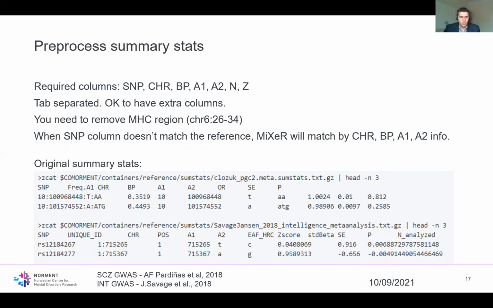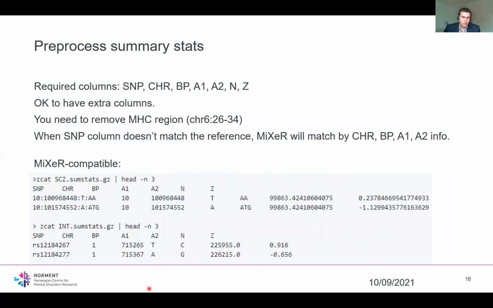Then you need to process your summary stats. MiXeR requires marker name, chromosome, base pair position, alleles, sample size, and z-score columns. This has to be tab separated, but it's okay to have extra columns. You also need to remove the MHC region. When the SNP column doesn't match the reference, MiXeR will automatically match your SNPs with the reference using chromosome, base pair position, and the alleles. So for instance, with these summary stats, you do not need to translate the SNP column into RS numbers. You just need to turn the summary stats into this format.